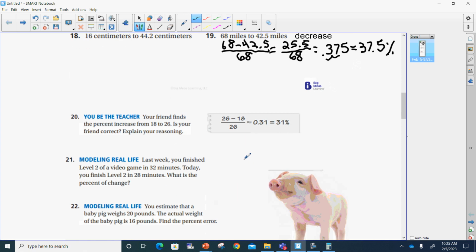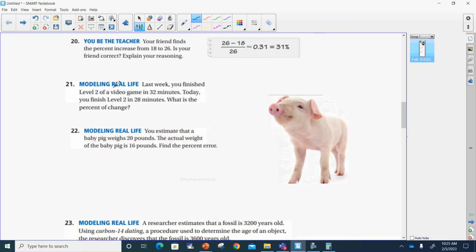All right, let's go to number 21. Last week you finished level 2 of a video game in 32 minutes. Today you finished level 2 in 28 minutes. What is the percent of change? Well, the level 2 part doesn't mean anything, but the amount of minutes is what you're counting here.